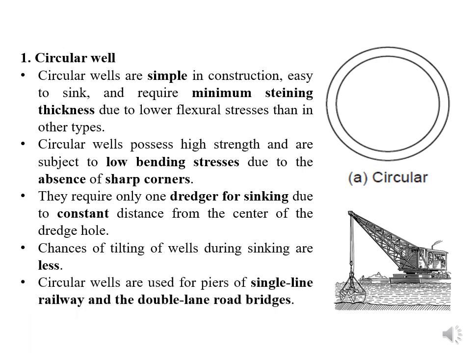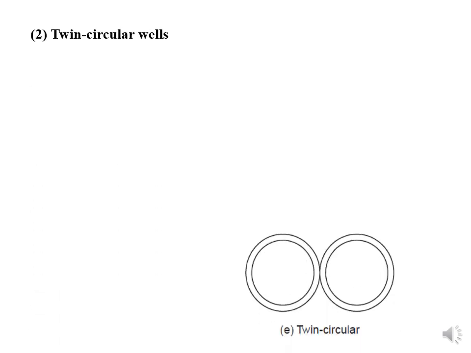Circular wells are used for piers of single line railway, because more space is not there. So for single line railway you can use them, and also for double lane road bridges. So these are dredger machines, showing how the dredger is used for excavating the material. The next well is the twin circular wells.